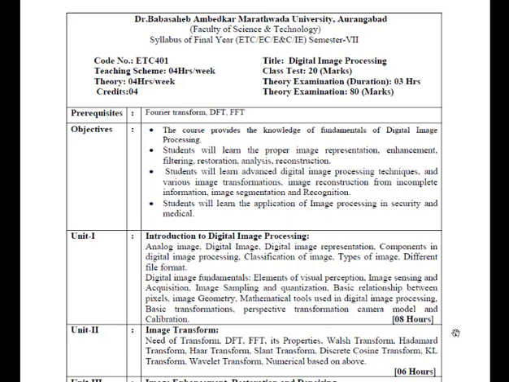By observing the syllabus, we will first go through the syllabus, then we will discuss each unit point by point. The first unit consists of introduction, introduction of digital image. What is the difference between digital and analog image? A digital image can be represented with zeros and ones. Then classification of image.